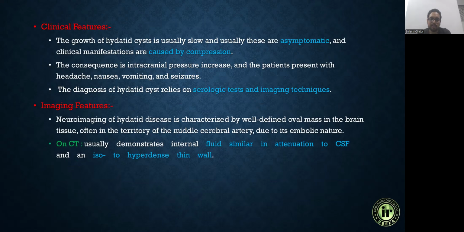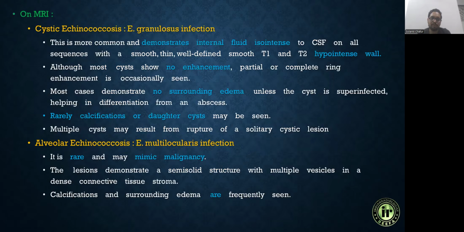Imaging feature. Neuroimaging of hydatid disease is characterized by a well-defined oval mass, usually in the territory of the middle cerebral artery due to its embolic nature. On CT, the cyst demonstrates internal fluid similar in attenuation to CSF and is isodense. On MRI, cystic echinococcosis is caused by Echinococcus granulosus infection. This is more common and demonstrates internal fluid isointense to CSF on all sequences with a smooth, thin, well-defined T1 and T2 hypointense wall. Although most cysts show no enhancement, partial or complete ring enhancement is occasionally seen. Most cases demonstrate no surrounding edema unless the cyst is superinfected, helping its differentiation from abscess. Rarely, calcification or daughter cysts may be seen.